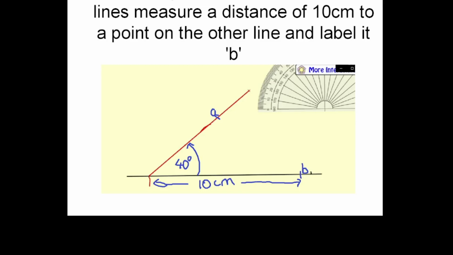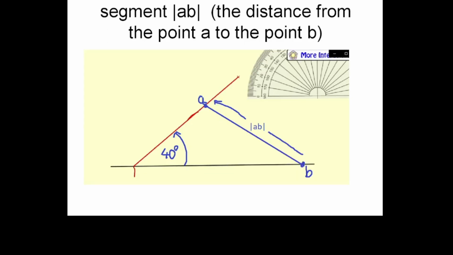And then you also measure a distance of 10 centimeters along the other line and label it B. So there you've got the point A and you now have the point B, and you're asked to measure the length of the line segment AB. That just means measure the distance from point A to point B. And that's all you have to do, but let's have a look at that in a little more detail in the next video.